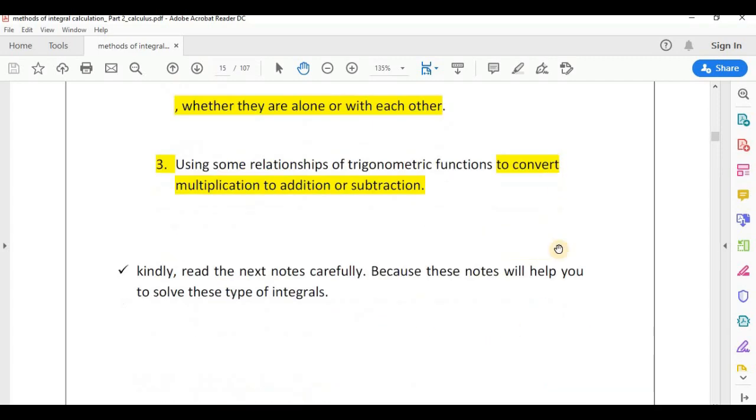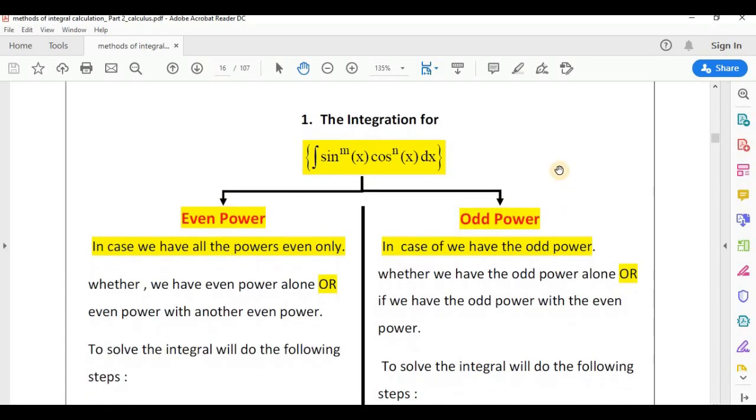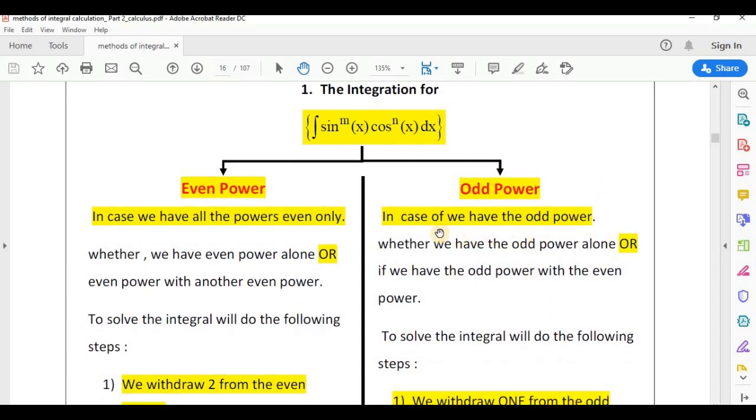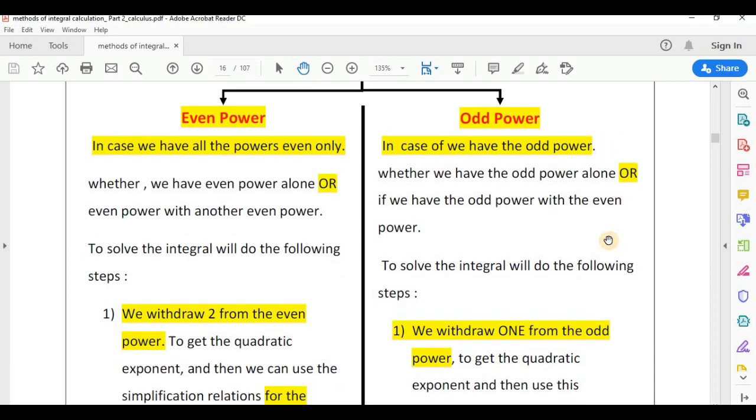subtraction. So let's start with the first section, how to find the integral of sine multiplied by cosine dx when it is raised to a power. We have odd power and even power. In this lecture, we will discuss the case when we have the odd power for the integral of sine and cosine. To make it easy for you, we will discuss only the odd power to see how we will find the solution.